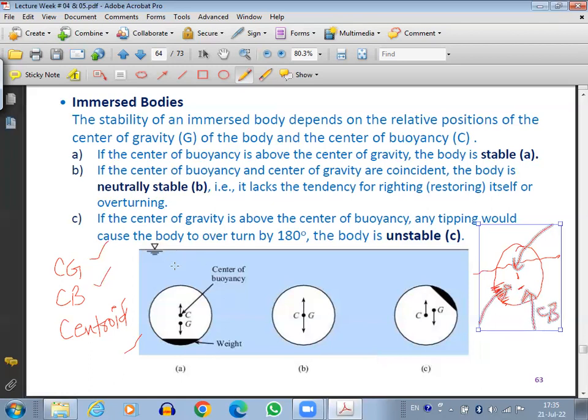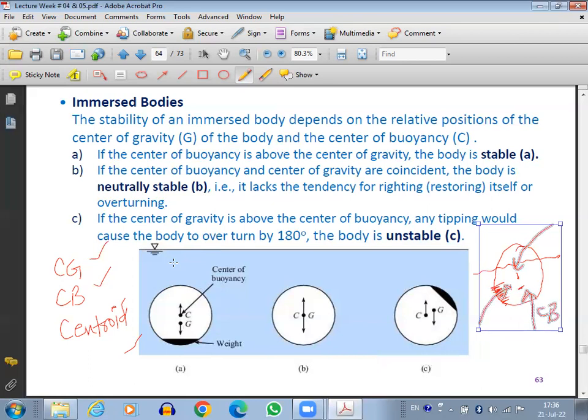For the case of immersed bodies, since the whole body is dipped, the center of buoyancy will be the same as the centroid. Center of buoyancy does not care how the mass is distributed. Centroid also does not care how the mass is distributed.